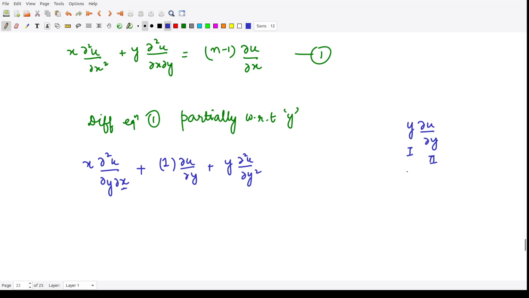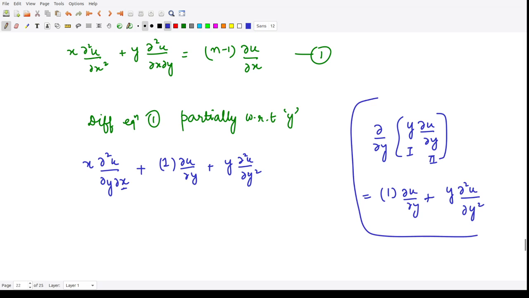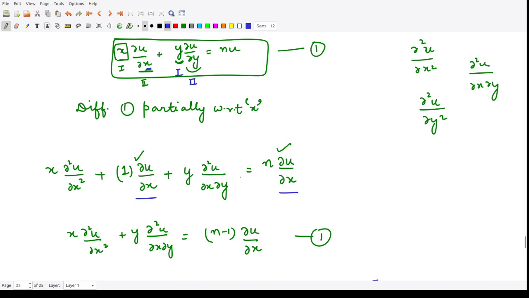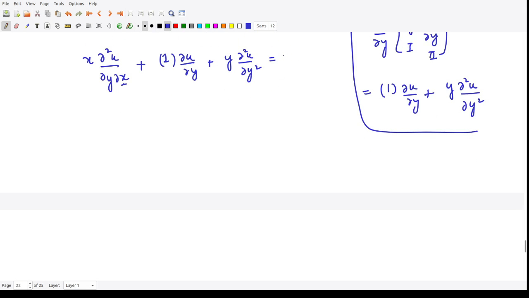So when you differentiate this with respect to y, what would you have? You would have the derivative of the first term, that is 1, second as such, and then the derivative of the first term as such, the derivative of the second term, so it would be this. So using this we have this quantity, and this is equal to, the right hand side is n into u, so the n would be as such, and then here we would have the derivative of u partially with respect to y.